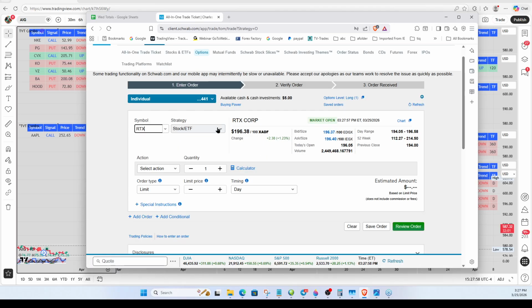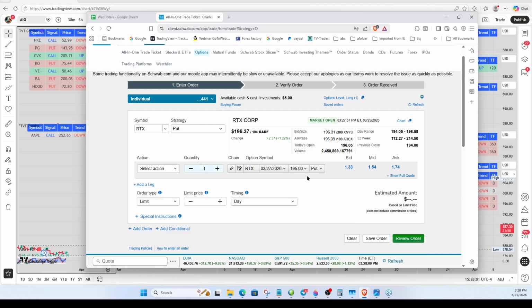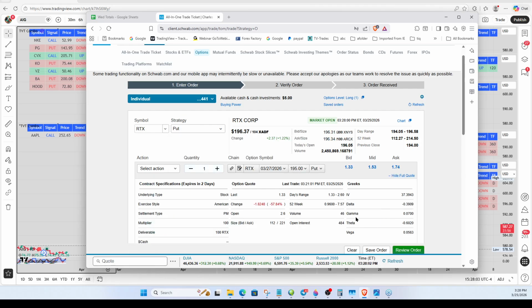Go to RTX, and that was also a put. And that is currently a 195. You show the full quote. Now that is not a delta that I'd want to trade right there, and it's already going to be $174. You can change it to make it be a delta that you do want to trade. That's better right there, but now it's $281. So it's not really one that I want to trade.